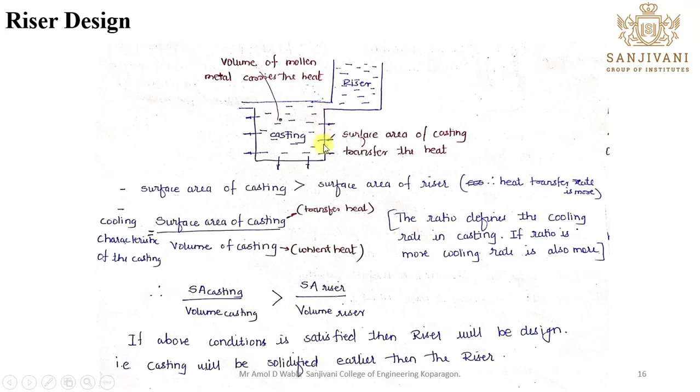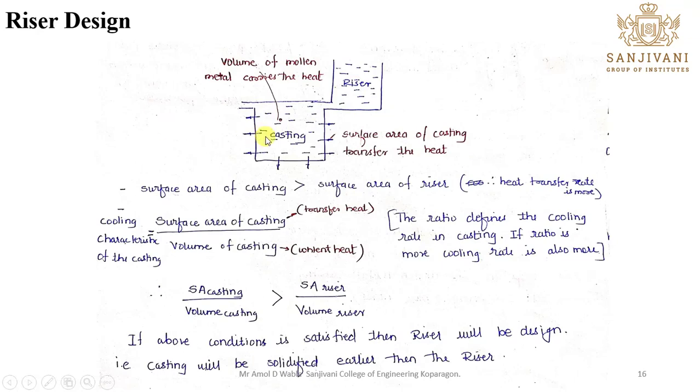To fill that gap, we require molten metal, and that should be stored in some space. That space is called a riser. Once the gap is generated, the molten metal present in the riser will flow into that gap and you will get a very small shrinkage defect. If this is the requirement, then what should be the condition to achieve that?